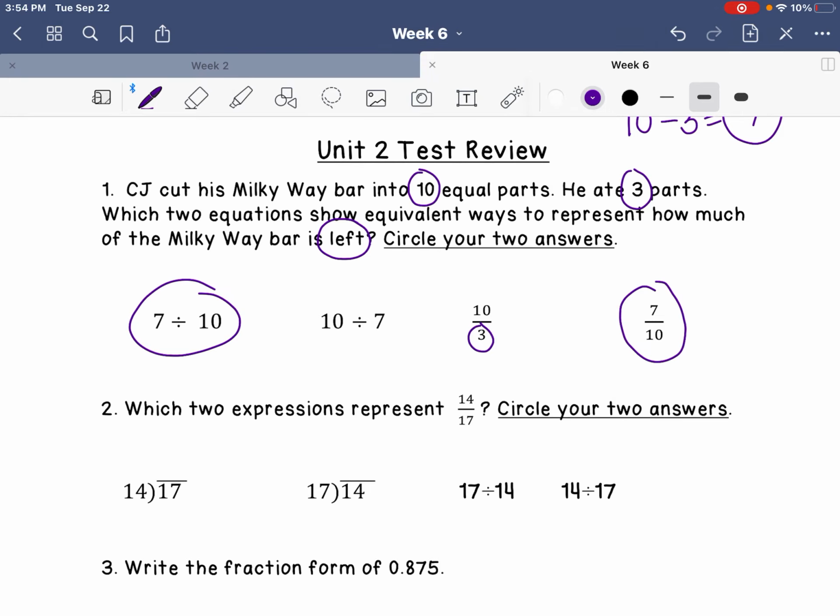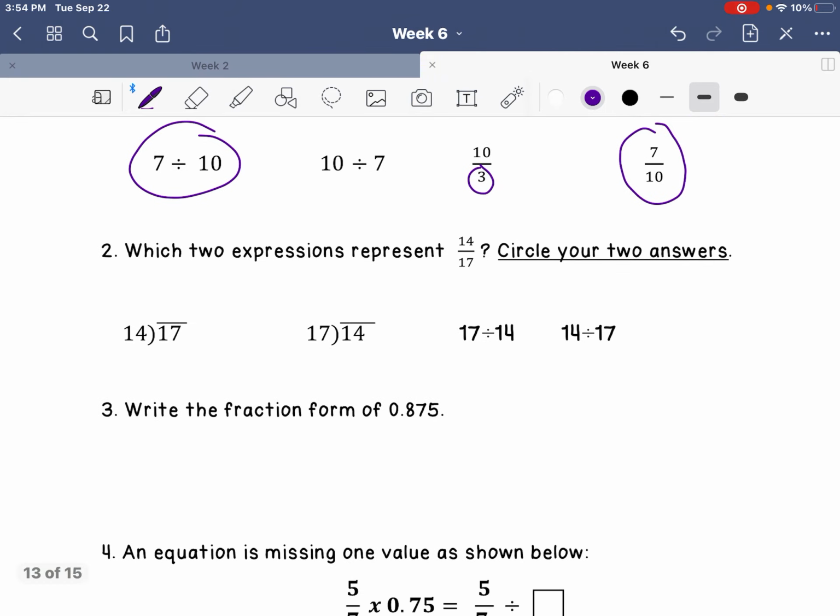how many are left. Okay, number 2, which 2 expressions represent 14 over 17? We learned there are 3 different ways of representing division. The numerator is your dividend, the denominator is your divisor.